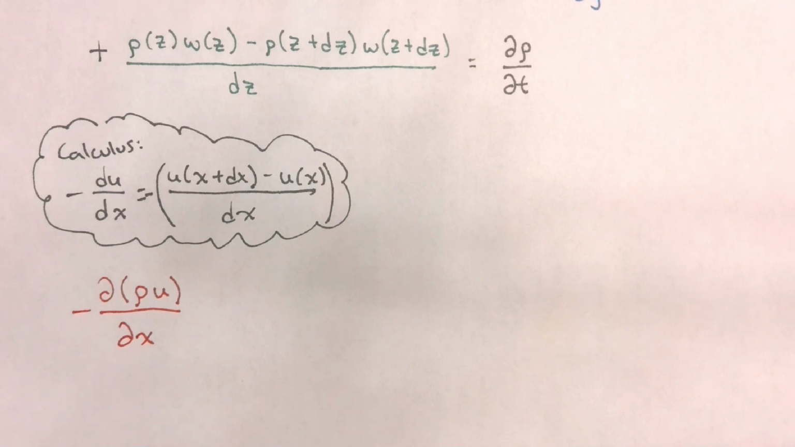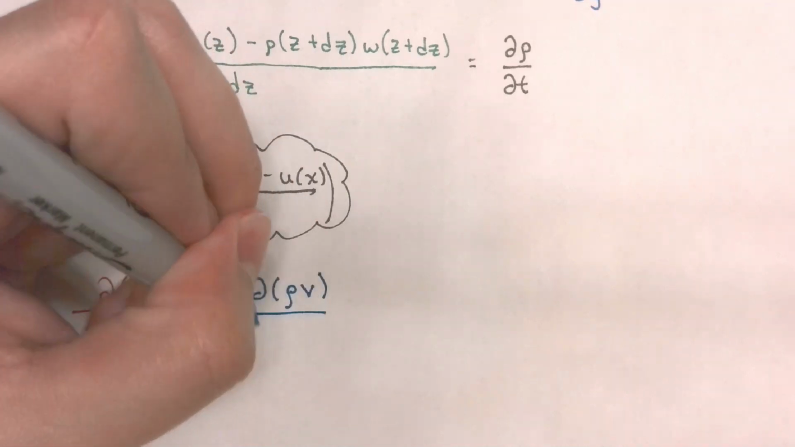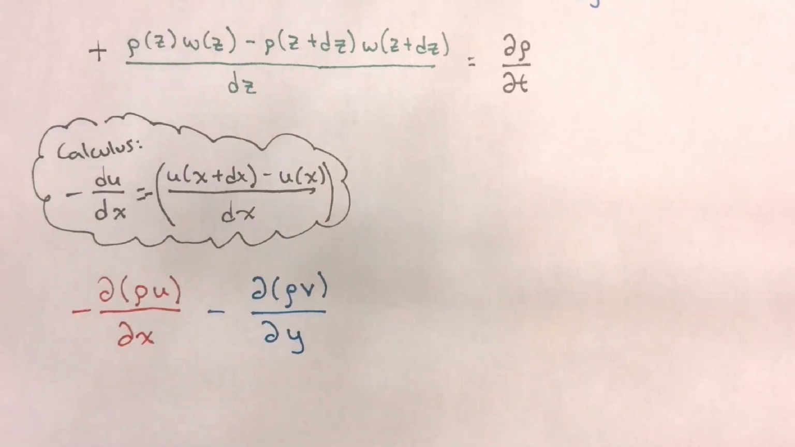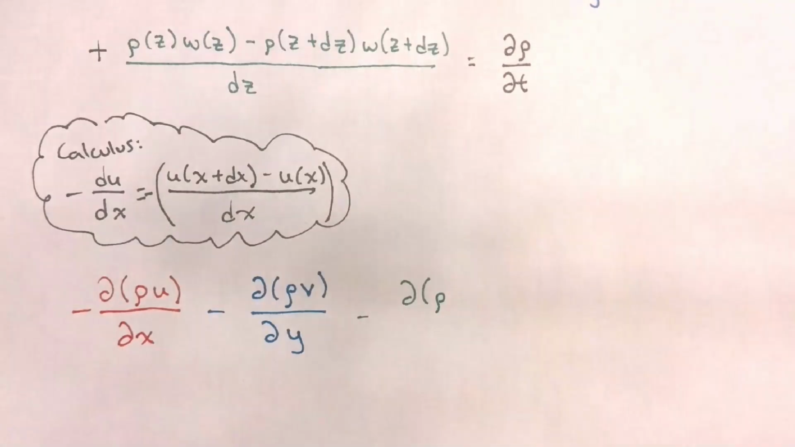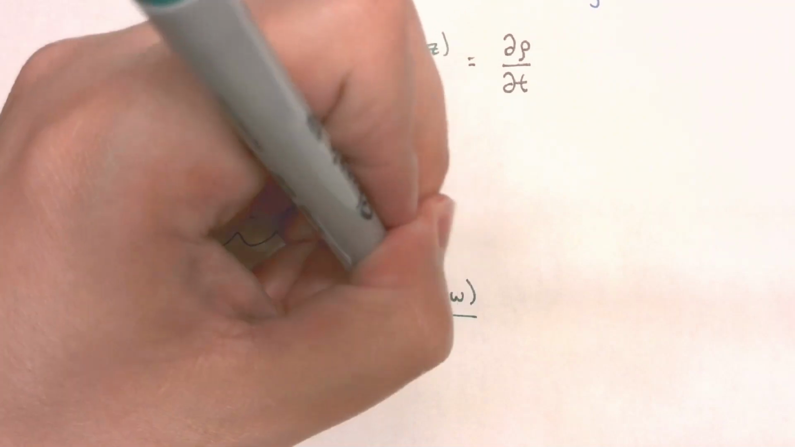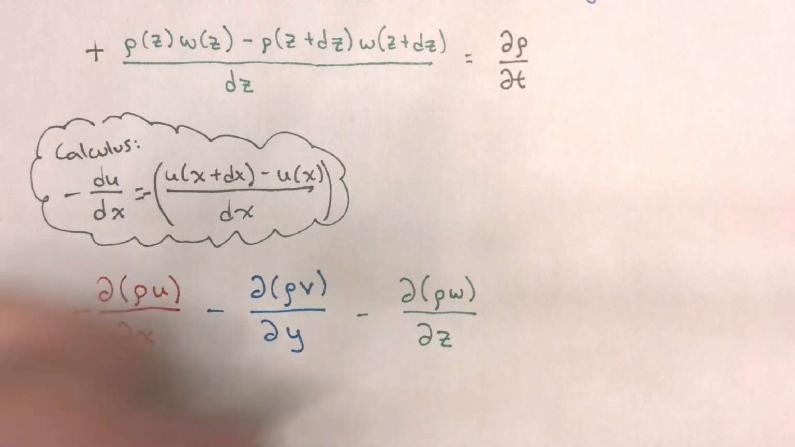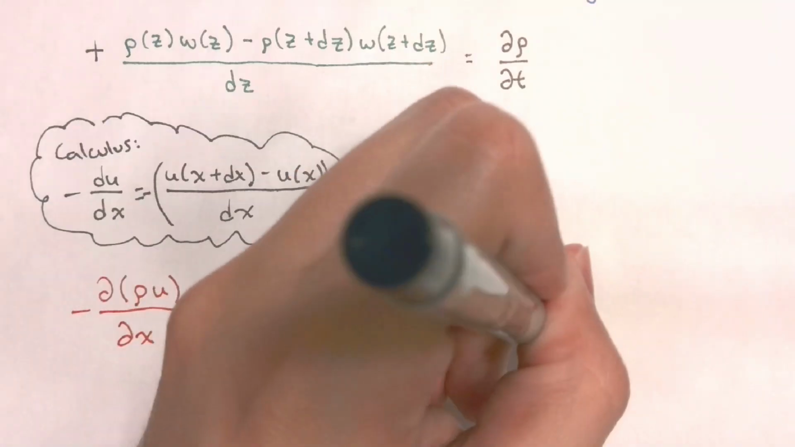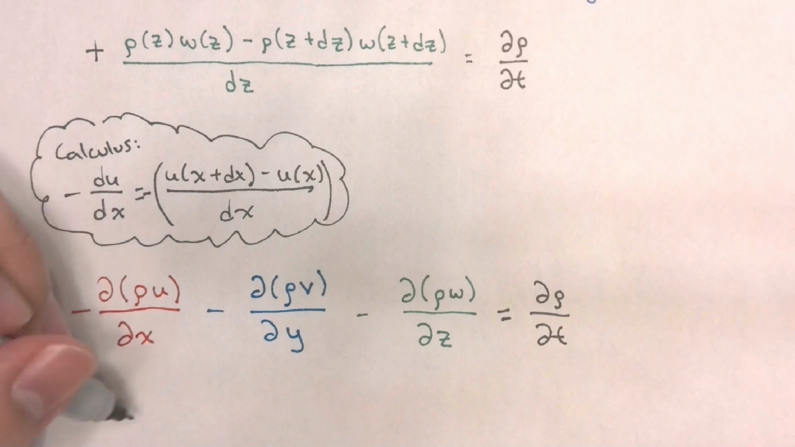When it comes to our y term, we will have the partial derivative of density times the y component of the velocity with respect to y. And when it comes to the z term, we will have the partial derivative of density times the z component of the velocity with respect to z. Applying this into the continuity equation, we have that these three terms should be equal to the rate of change of density with respect to time, keeping in mind that the rate of change of density with respect to time will be a partial derivative. We can further rearrange this equation to look as follows.